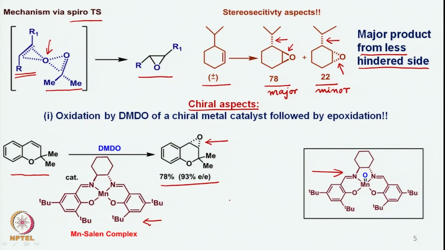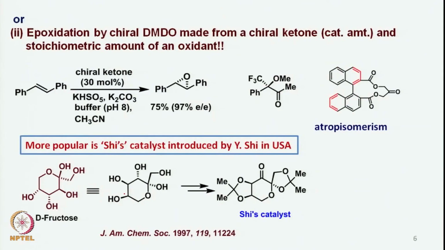This is something that we will discuss a little more in detail later on when we do the asymmetric epoxidation. So this is called Katsuki-Jacobsen epoxidation, and I have mentioned it here mainly because it utilizes DMDO in the reaction. Of course, you can also use some other oxidizing agent, but again the advantage of using DMDO is that the side product is a ketone, that is acetone. Now this is one way of doing the epoxidation in a chiral fashion.